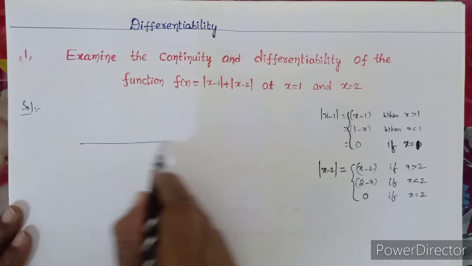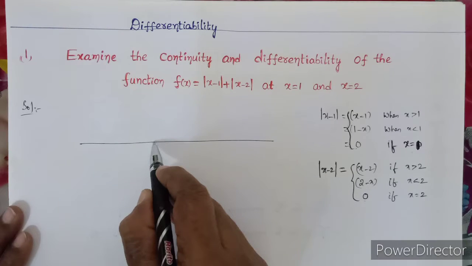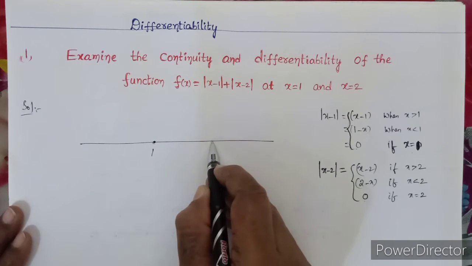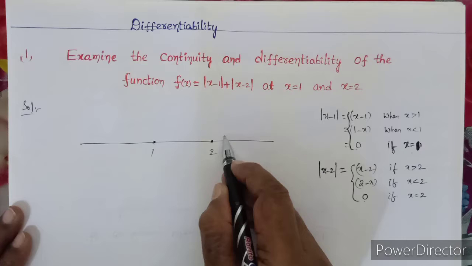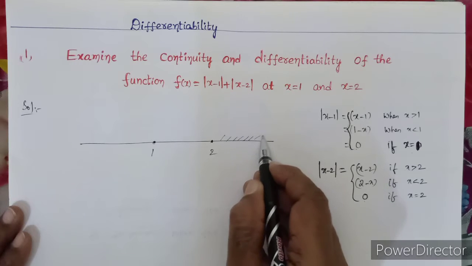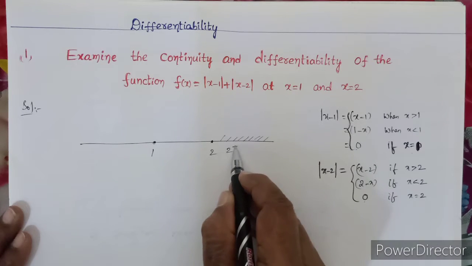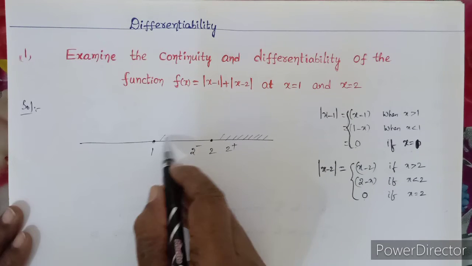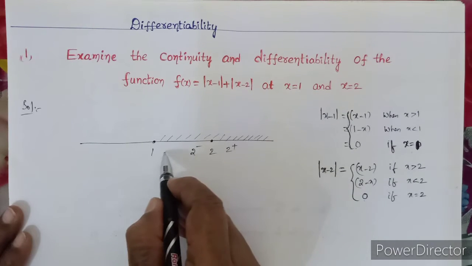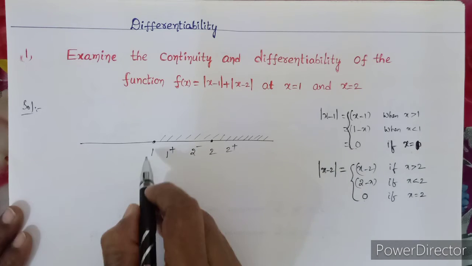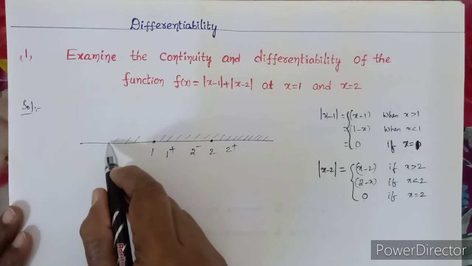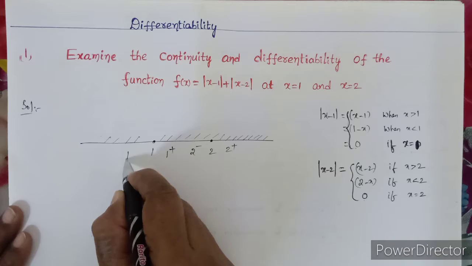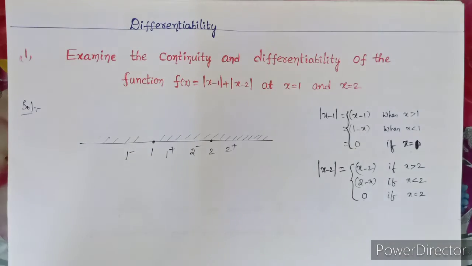Now we prepare the function. This is 1 and this is 2. All these x's are greater than 2, that means it is 2 plus, and this is 2 minus. In the similar way, all these x's are greater than 1, that is, they are all in the positive neighborhood of 1. All these x's are less than 1, they are in the negative neighborhood of 1.